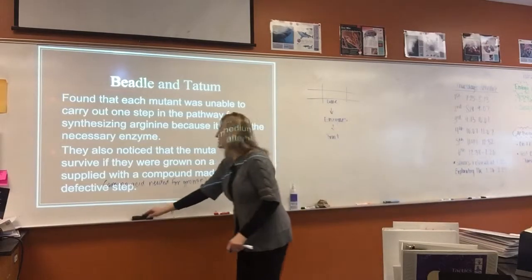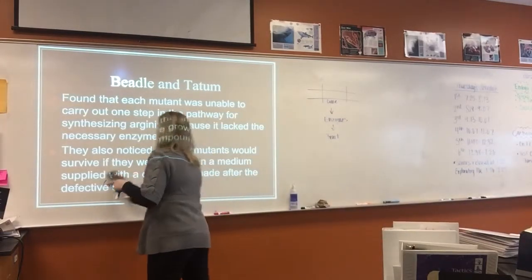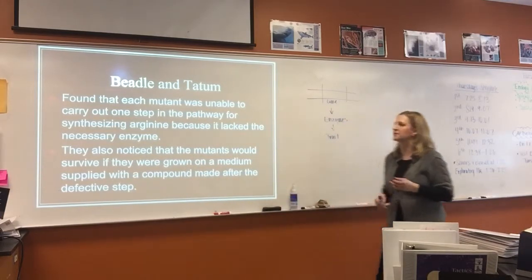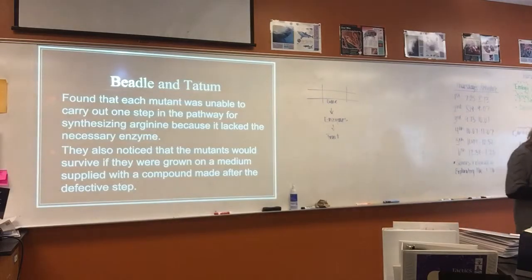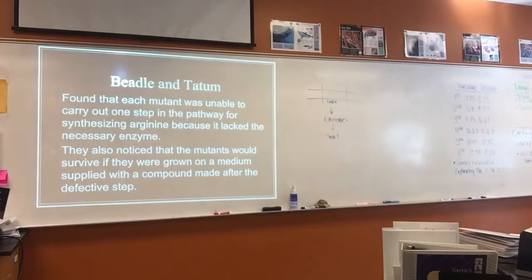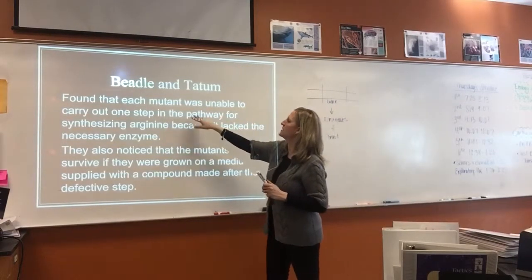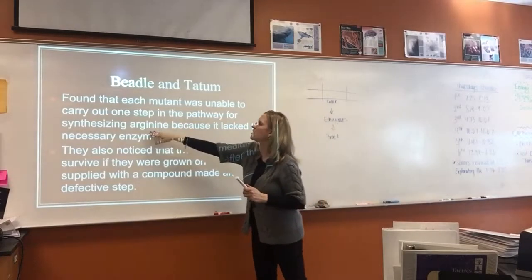And so they mutated these bread molds, and they found that each mutant was unable to carry out one step in the pathway for synthesizing arginine because it lacked the necessary enzyme. They also noted that the mutants would survive if they were grown on a medium supplied with a compound made after the defective step. So let's go here. Each mutant was unable to carry out one step in the pathway for synthesizing arginine.